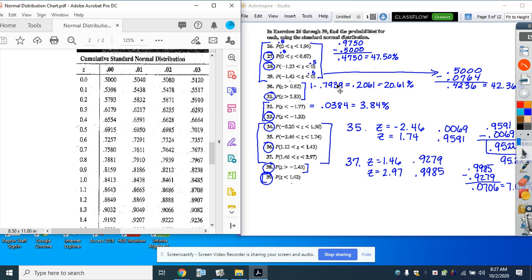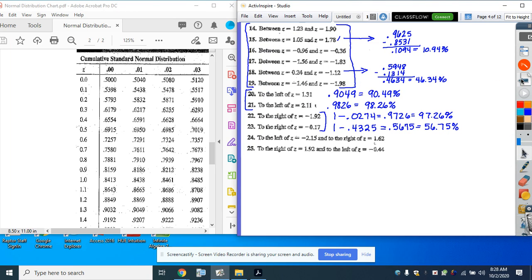Because remember, on our directions, we say if it comes from the right, you subtract it from 1. So 1 minus 0.7939 will give me 0.2061, and then I move that decimal place over again. So that's 20.61%.